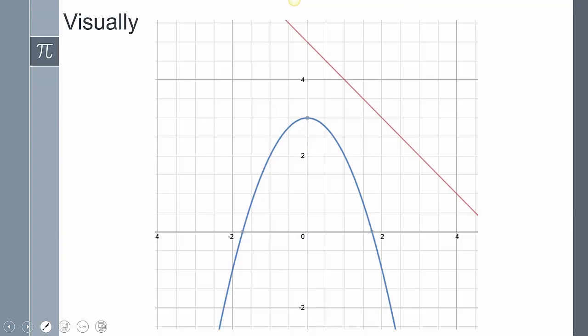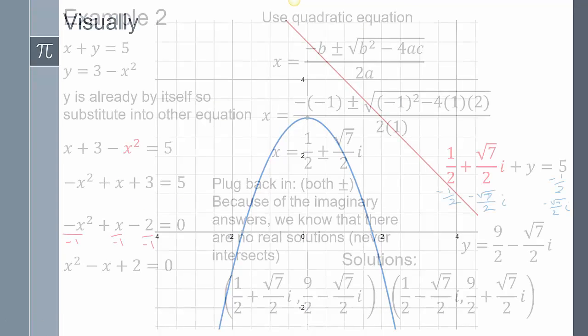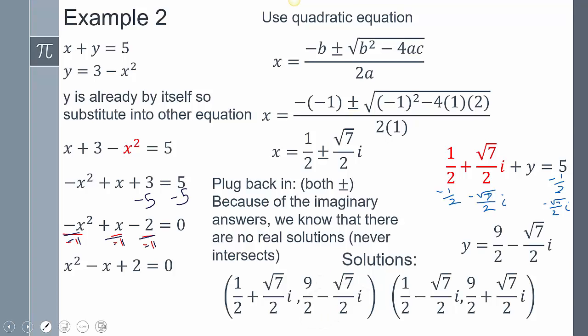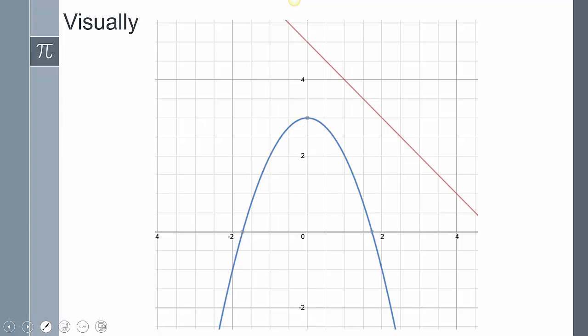And visually, this is what it looks like. Now, going back to this, if you notice my solutions, they're imaginary values. That represents they're not going to intersect. And so visually, if we're taking a look at this, there's no intersection here. And so it corresponds to what my solutions were.